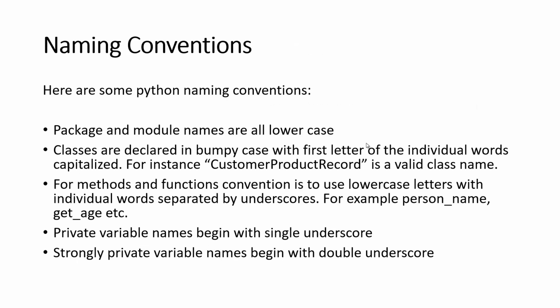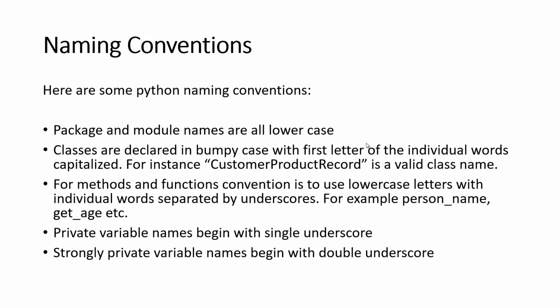Okay, and the last thing we want to talk about here is naming conventions. Here are some of the naming conventions used in Python. Packages and module names are all lowercase. Classes are declared with bumpy case, with the first letter of the individual words capitalized. For instance, CustomerProductRecord is all one word, and the first letter of each word is capitalized.